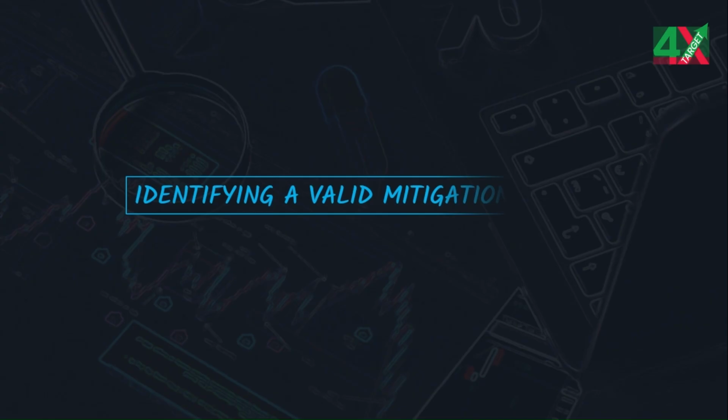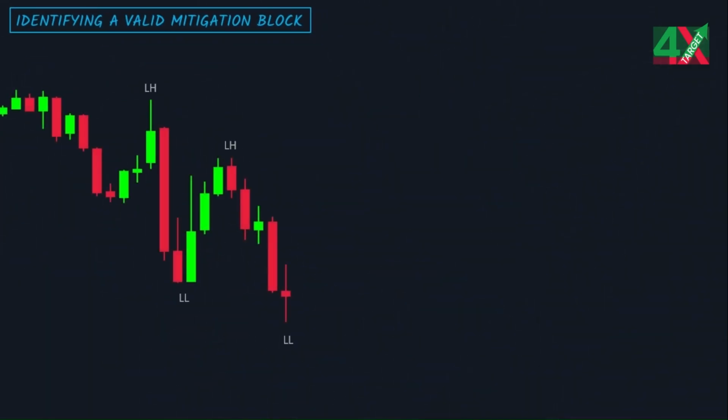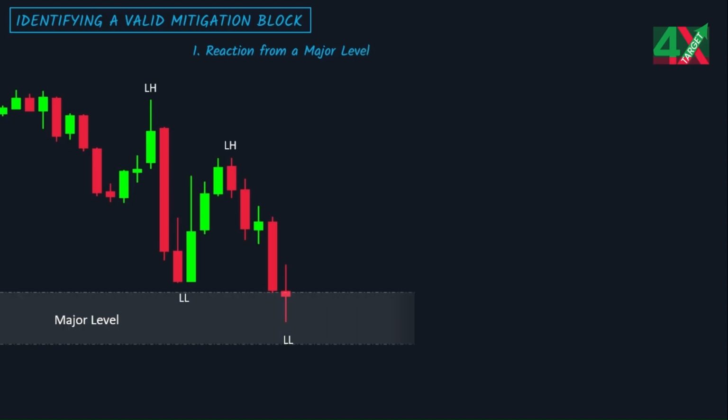Now, to identify a high-probability mitigation block, we need to consider several criteria and rules to use them to our advantage. First, price should react from a major reference level, such as strong support, resistance, supply, or demand. These levels attract institutional attention and provide the environment where mitigation becomes meaningful.